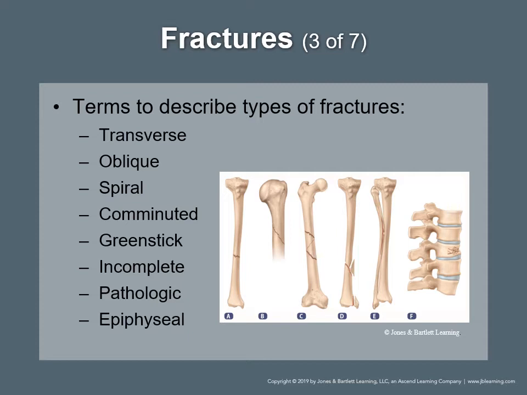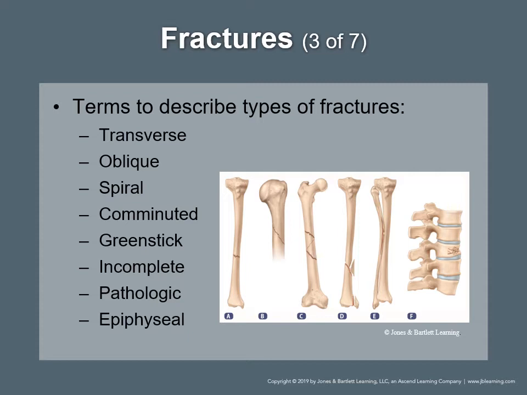Medical personnel often use the following special terms to describe types of fractures. They are transverse, oblique, spiral, comminuted, greenstick, incomplete, pathologic, and epiphyseal. So those are the different types of fractures it shows you there in the picture.